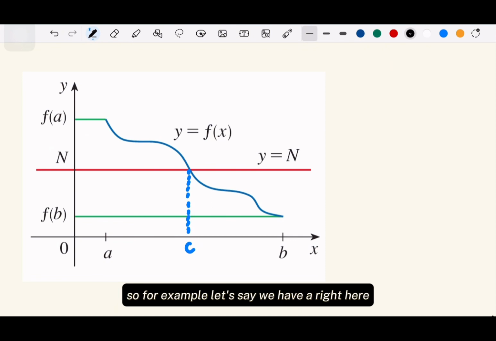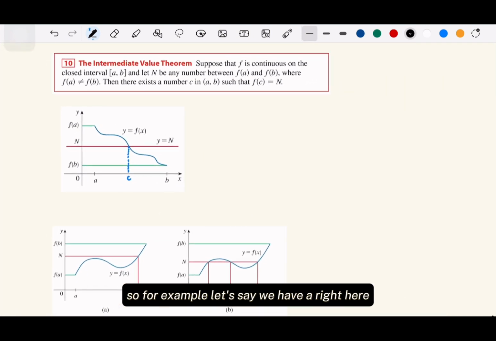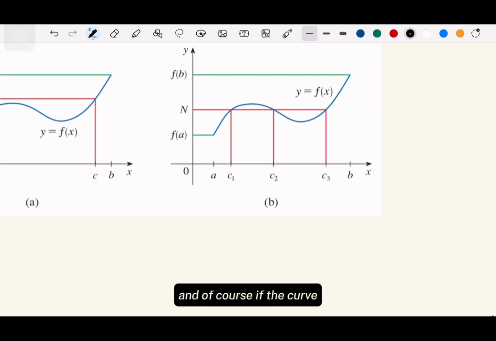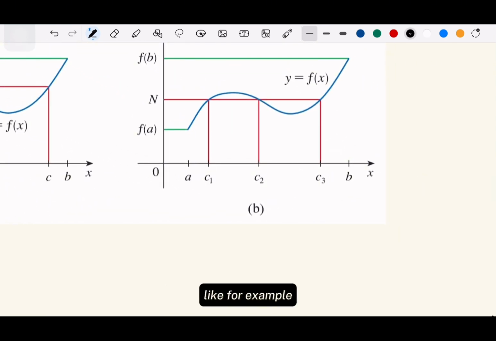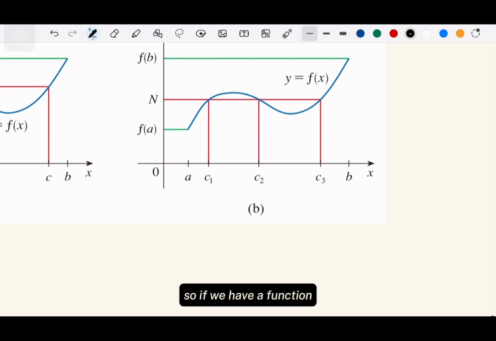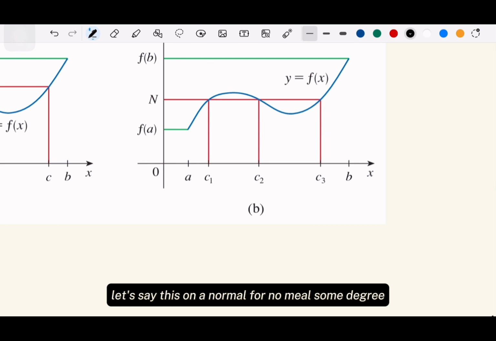So for example, let's say we have right here. And of course, if the curve has many c's, it can be done also. It's not always only one c. So if we have a function, let's say a normal polynomial with some degree, we can set some interval, and then try to plug in some value, to make sure that there will be something in between.